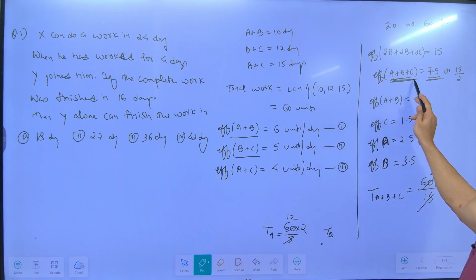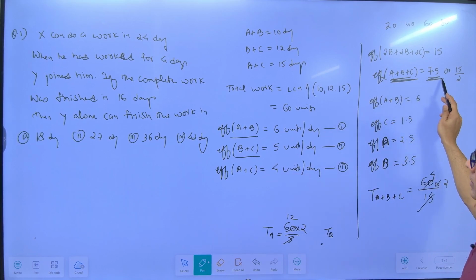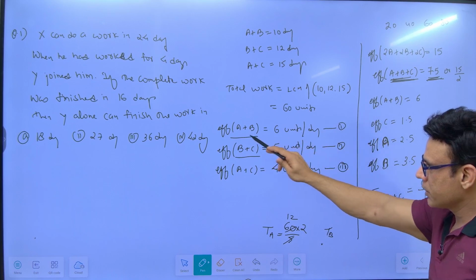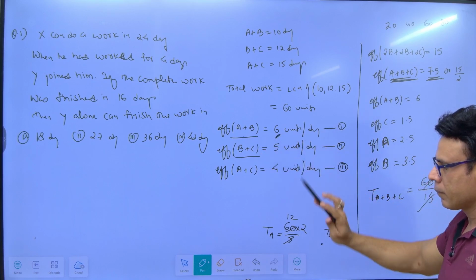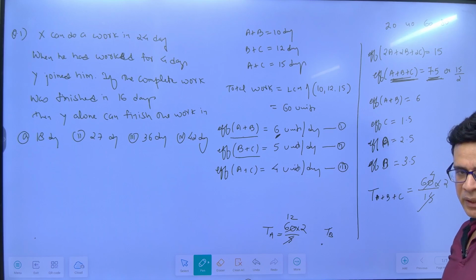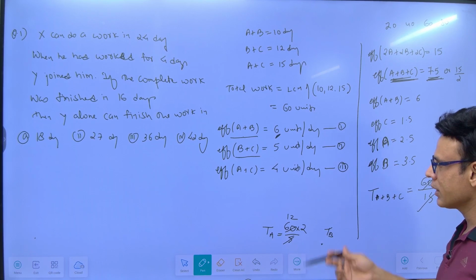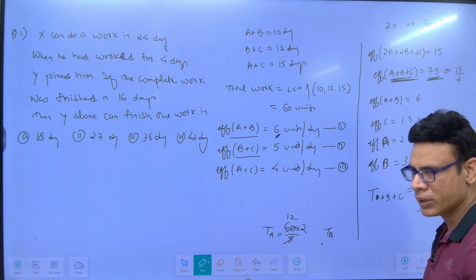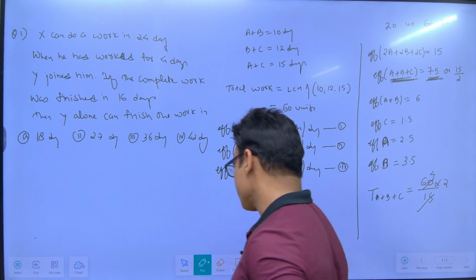If A plus B plus C is 7.5 and A plus B is 6, then what will C be? Right? And so on, you can find out for all three. Understood?